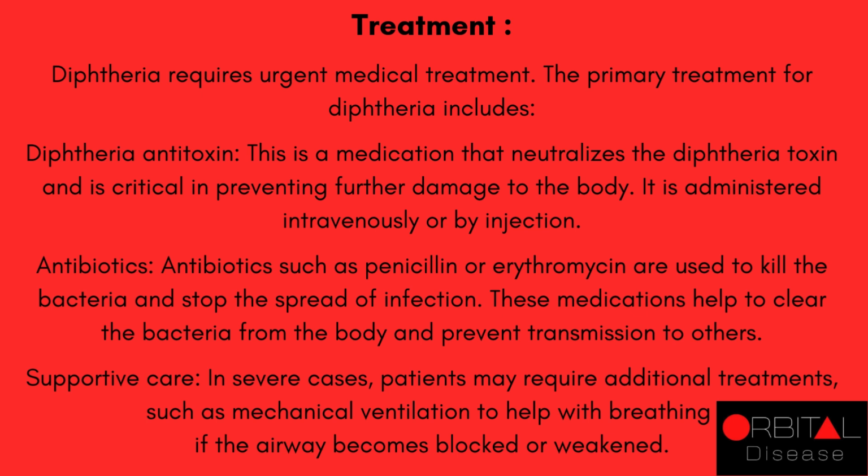Treatment. Diphtheria requires urgent medical treatment. The primary treatment for diphtheria includes diphtheria antitoxin. This is a medication that neutralizes the diphtheria toxin and is critical in preventing further damage to the body. It is administered intravenously or by injection. Antibiotics. Antibiotics such as penicillin or erythromycin are used to kill the bacteria and stop the spread of infection. These medications help to clear the bacteria from the body and prevent transmission to others. Supportive care. In severe cases, patients may require additional treatments, such as mechanical ventilation to help with breathing if the airway becomes blocked or weakened.